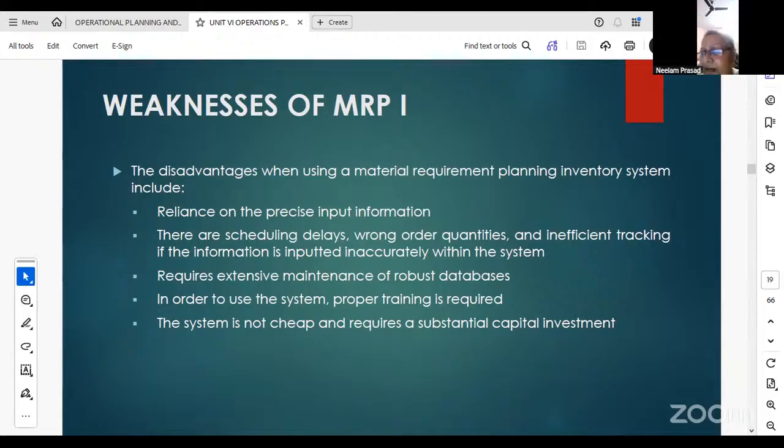So these are all capital investment का. ठीक है, it helps you a lot, but initially the amount of money which you are going to invest is huge. Next.